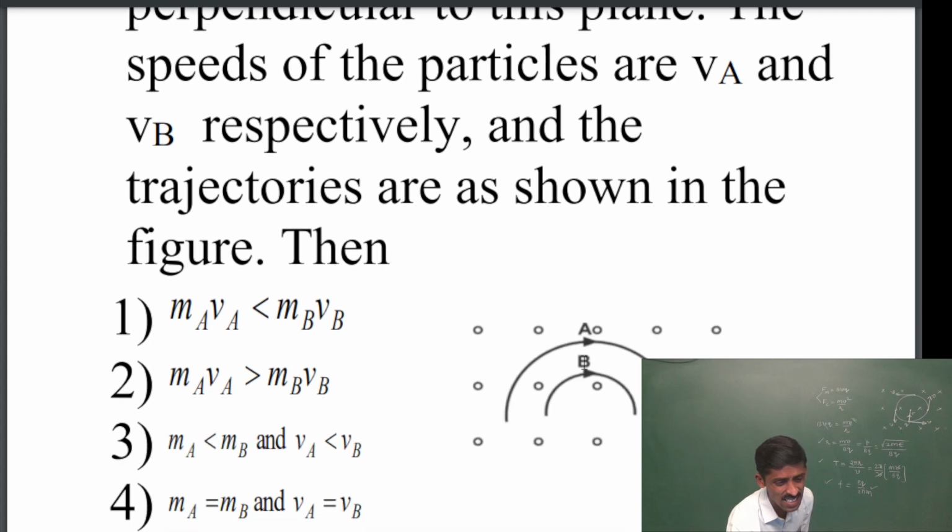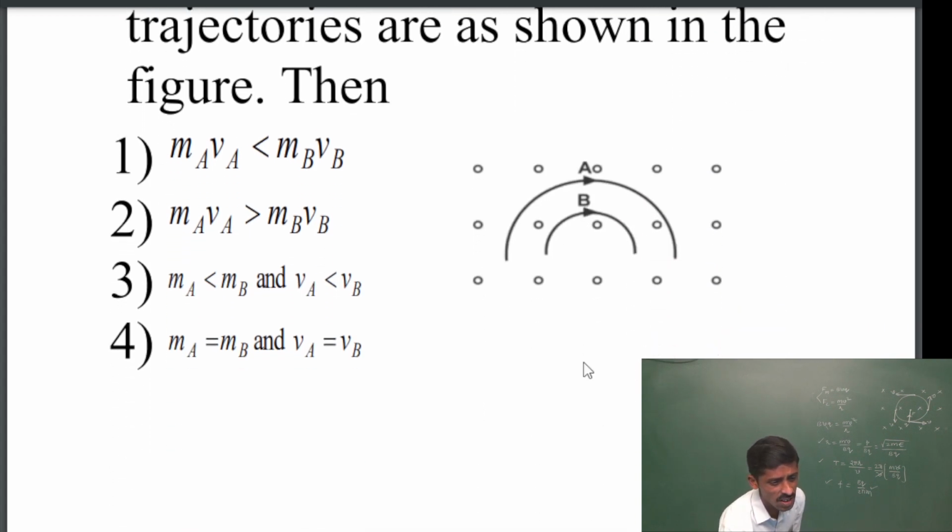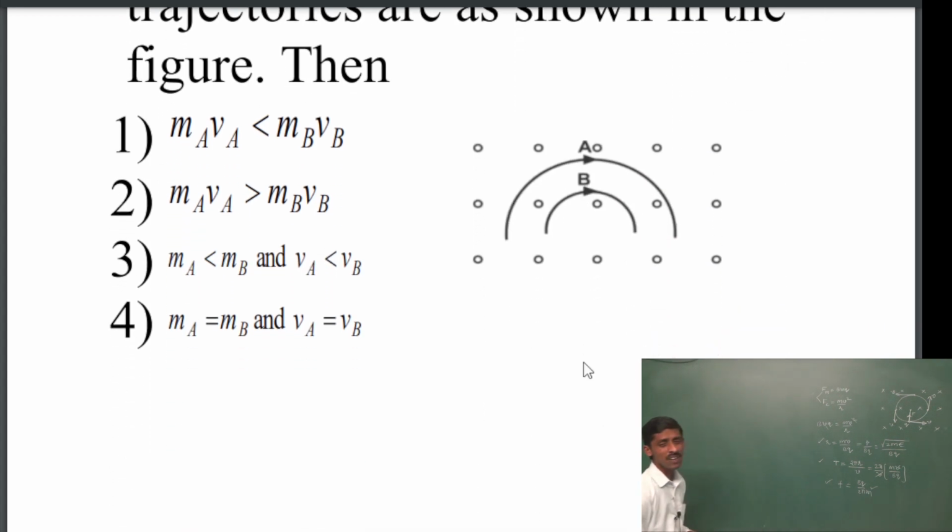Then the trajectories are shown as in the figure. So in the magnetic field, trajectories are given. This is how the particles are moving. This is the trajectory of the particle A and this is the trajectory of the particle B. So there is a perpendicular magnetic field, and in that perpendicular magnetic field, two particles are entered.